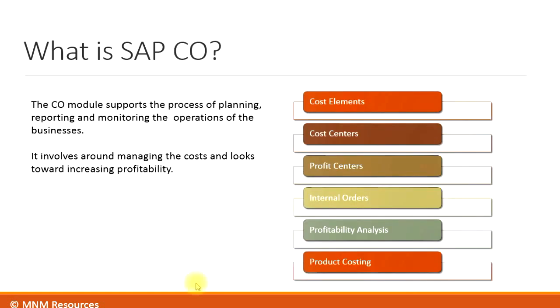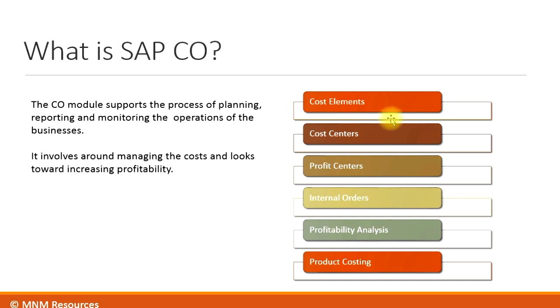Let's look at the SAP CO module. The CO module supports the process of planning, reporting and monitoring the operations of the business. It mainly looks at managing the costs. Whereas we saw the FI module looks at the transactions of an organization, the CO module's focus is to manage the costs and look at increasing the profitability.